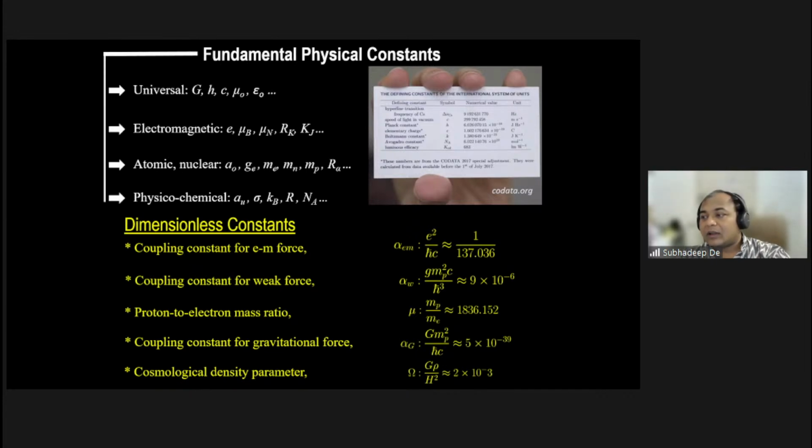For example, coupling constants for the electromagnetic force, that is the fine structure constant, alpha, and it's typically 1 over 137, we know, but this has a much more precise value than just 1 over 137. And similarly, coupling constants for the weak force, for the gravitational force, basically coupling constants for all four fundamental forces, then the proton to electron mass ratio, then there are also cosmological dimensionless constants like density parameters and so on. So these are a few examples.